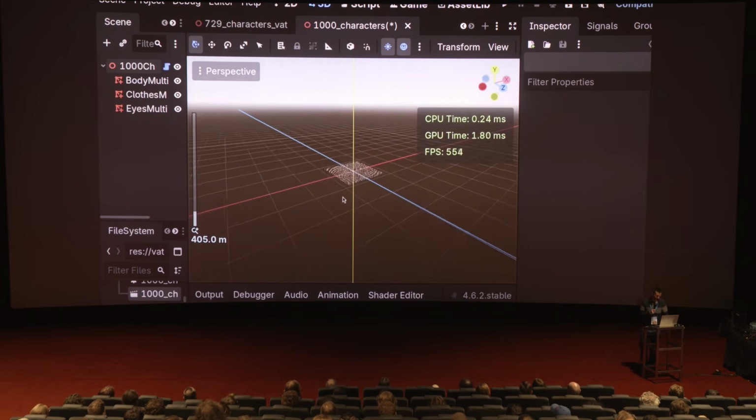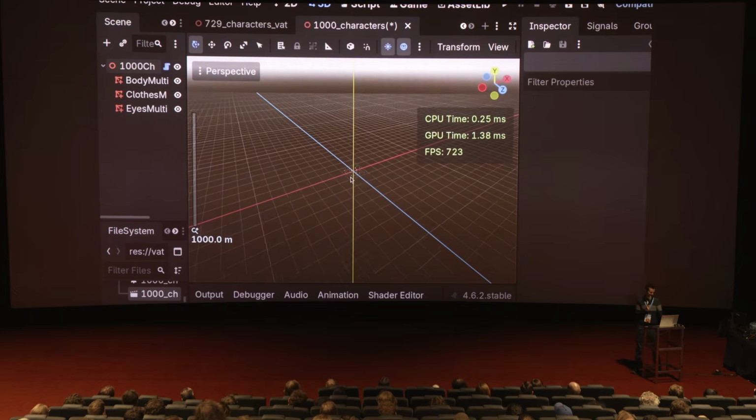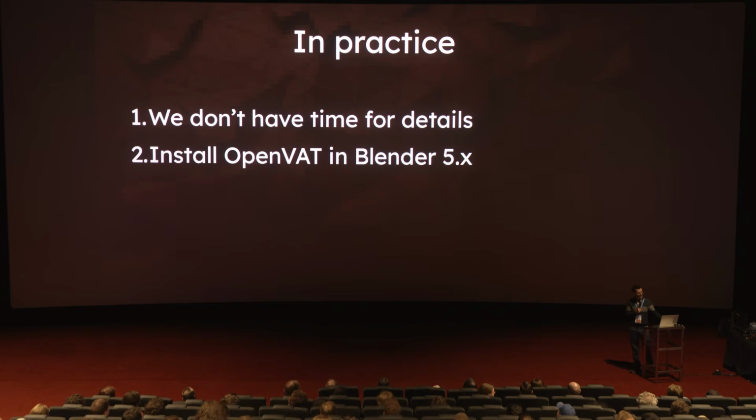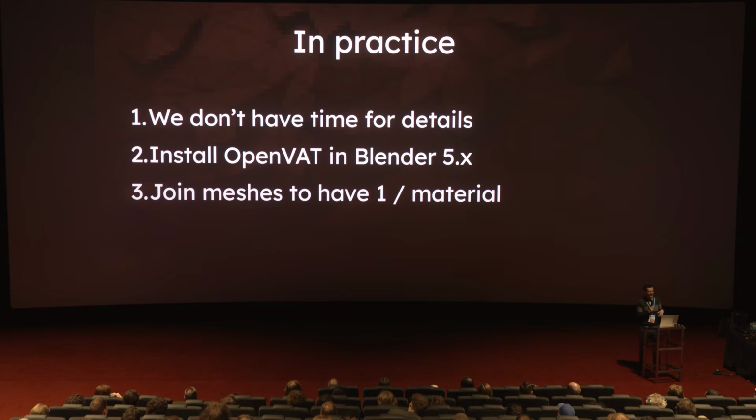And you might be wondering, how do we do all that in practice? First of all, we don't have time for details. It's a lightning talk. In short, you install OpenVAT in Blender. So yes, you will have to open Blender. You join your meshes so that you end up with 1 mesh for each material. So 1 mesh for the whole body. If the head was separated, it needs to be with the rest of the body. And then you do what I will show you.